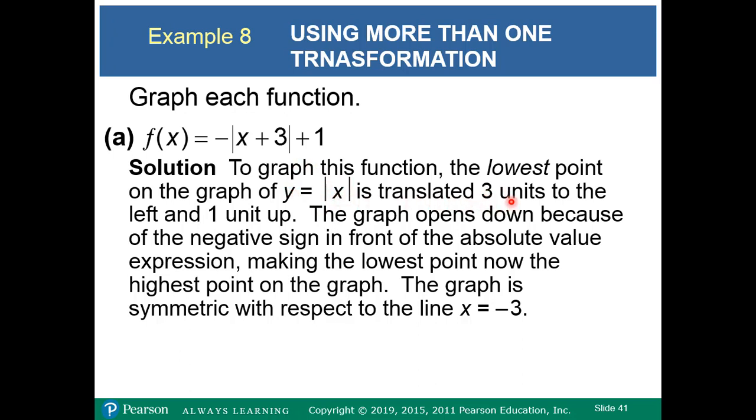Okay, so to graph this function, the lowest point on the graph of y equals absolute value of x is translated 3 units to the left and 1 unit up. The graph opens down because of the negative sign in front of the absolute value expression, right? So making the lowest point the highest point on the graph now, okay? Because it's reflected about the x-axis. And so the graph is symmetric with respect to the line x equals negative 3, okay?